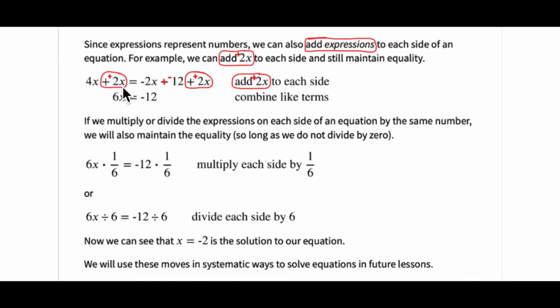So 4x plus positive 2x. So now we're going to combine those. Those are the same thing. Those are like terms. So you can combine them into 6x, and you're left with negative 12 on this side.